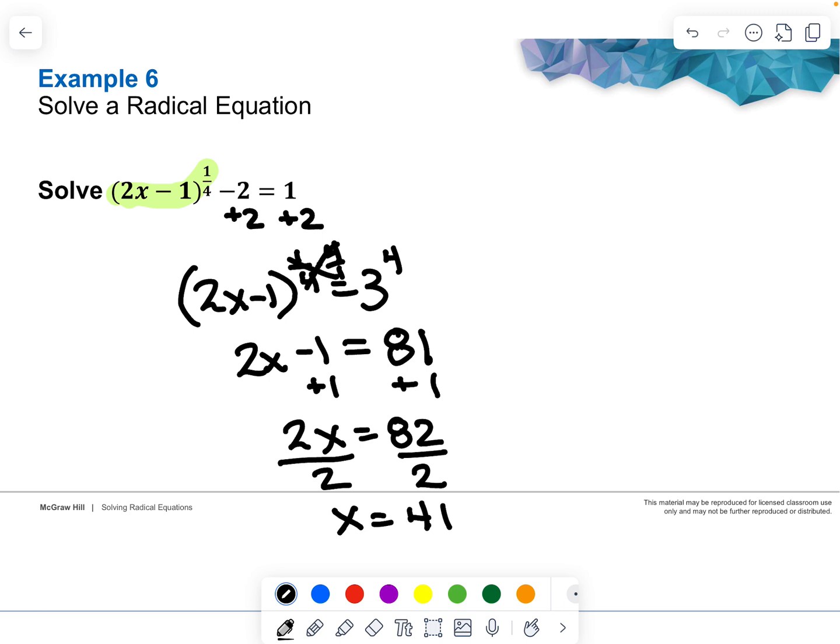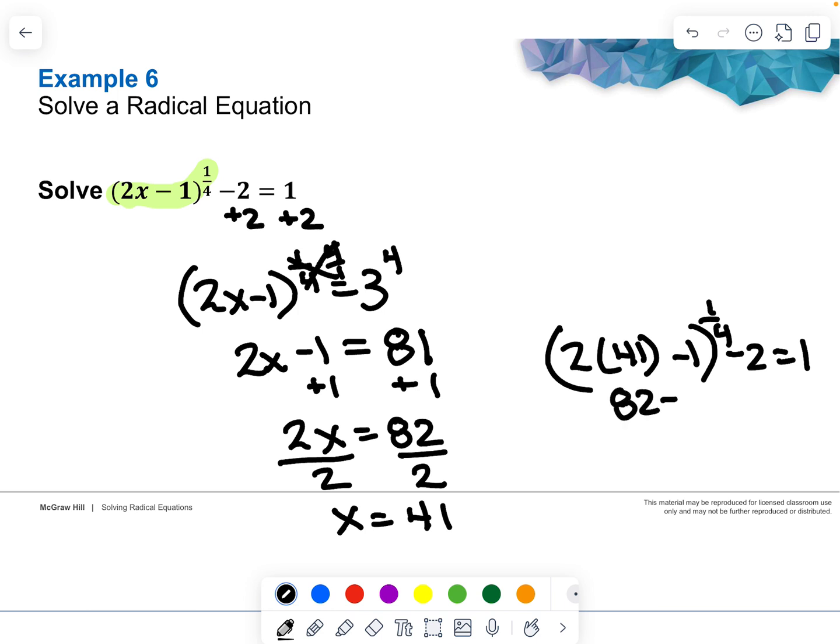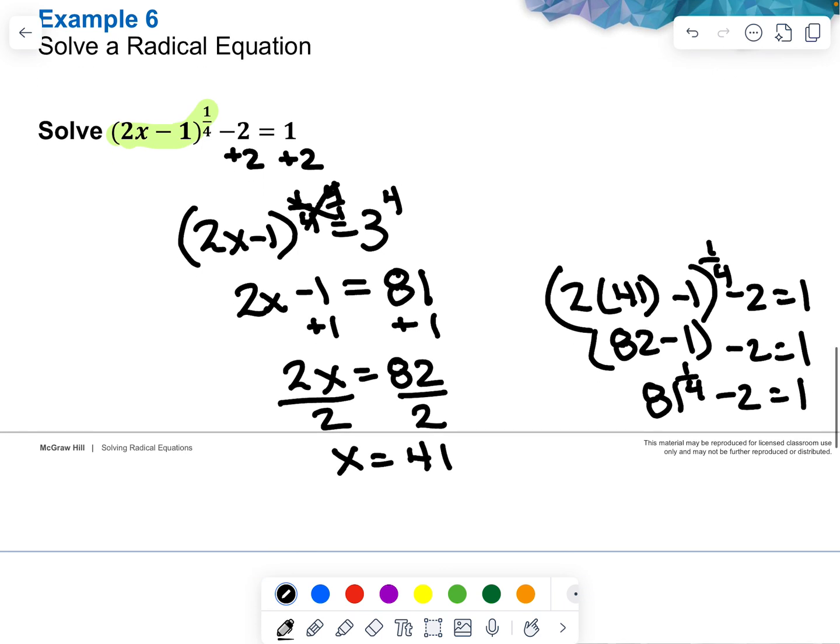And now let's check. 2 times 41 minus 1, to the 1/4 minus 2 equals 1. 2 times 41 is 82. 82 minus 1 is 81 to the 1/4 minus 2 equals 1. The 4th root of 81 is 3. 3 minus 2 does equal 1, so it checks.